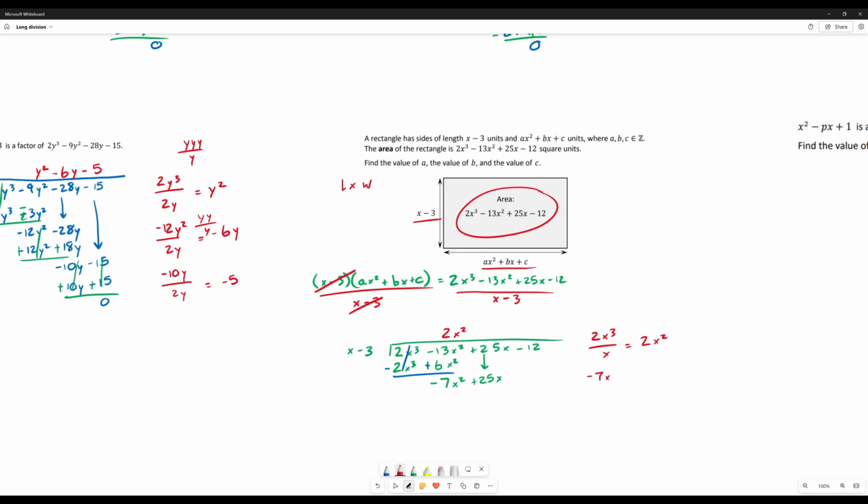Minus 7x squared over x. If you're still here, God, if I was talking to nobody, Jesus. Minus 7x. Put that on top. Anything you put on the top, almost picked blue because, oh God.